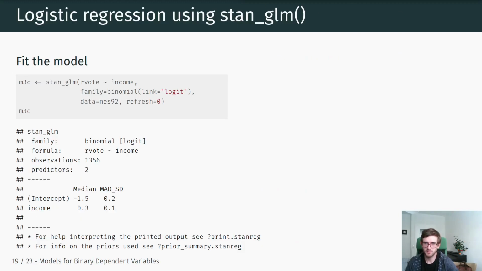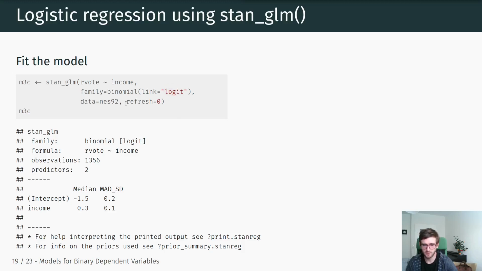So how do we fit the logistic regression or the Probit for that matter in Stan? The specification is basically equivalent. We have our formula that specifies the outcome as well as the predictor. Here we just have income. We again have to specify that this is a binomial, so it's a dichotomous outcome measure, and our link is a Logit.